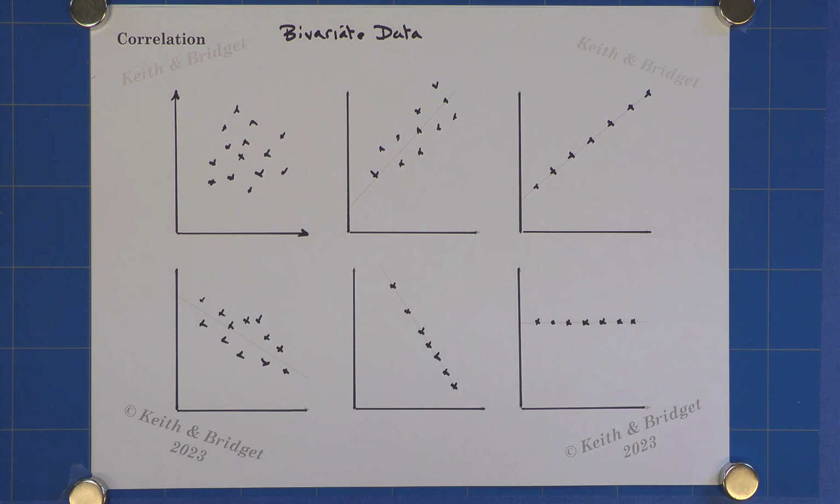It would be quite nice to be able to attribute a value to how strongly something fits a line, and that is the subject of another video where we're looking at correlation coefficients.